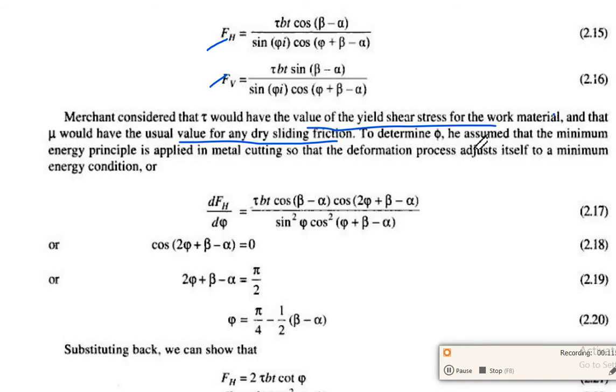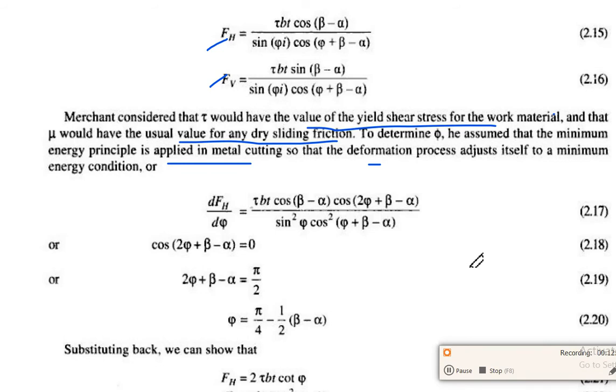For the purpose of determining the value of phi, we have to assume that minimum energy is applied in metal cutting, so that the deformation process adjusts to a minimum energy condition. So we have to differentiate this equation 2.15 with respect to phi. So we will get tau beta into cos beta minus alpha into cos 2 phi plus beta minus alpha by sin square phi into cos square phi plus beta minus alpha. This will give you equation number 2.17.